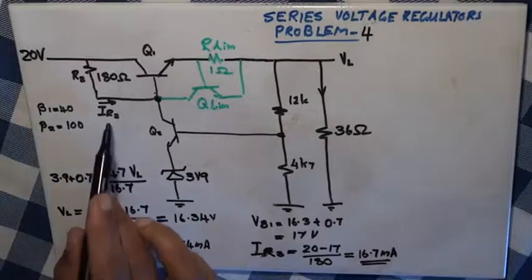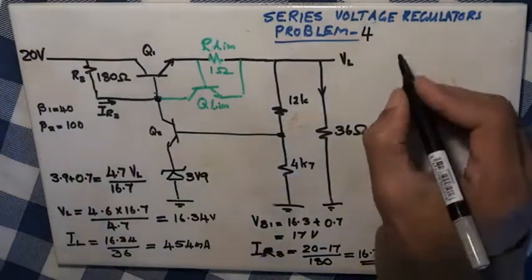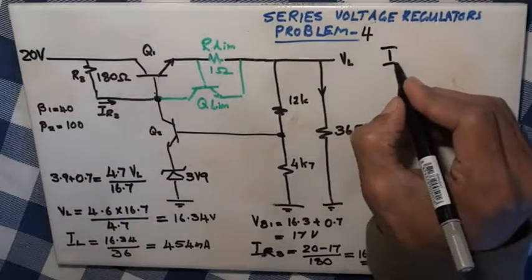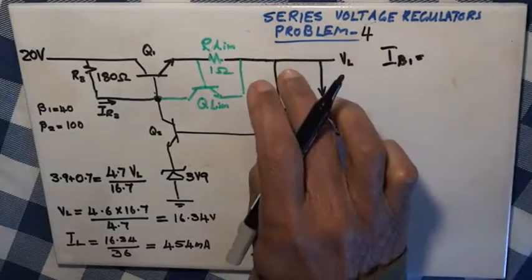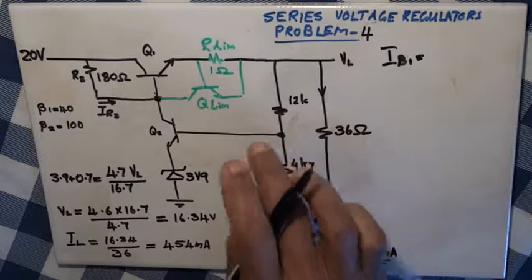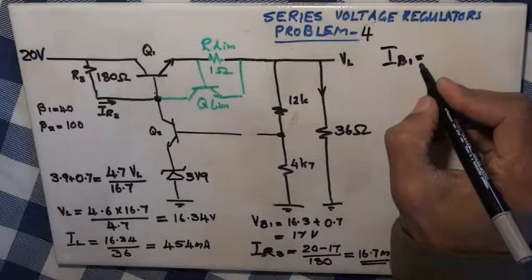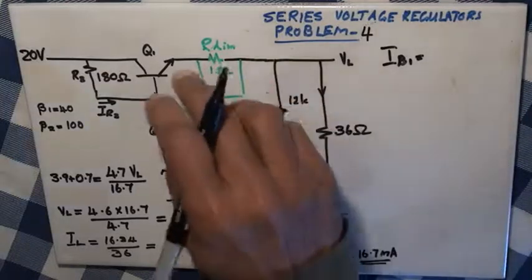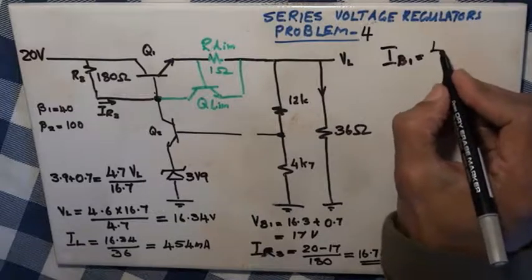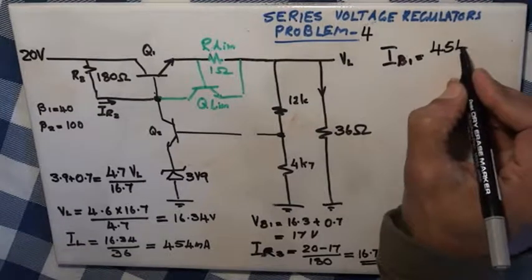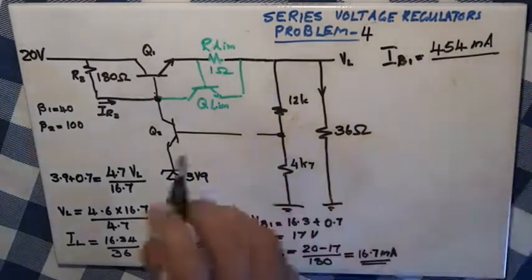We got IR3, we can work out IB1, then we can find IC2. We are going to neglect the current through R1 and R2, that means assuming base current is very small. IB1 is going to be load current divided by 1 plus beta. Beta 1 is 40.